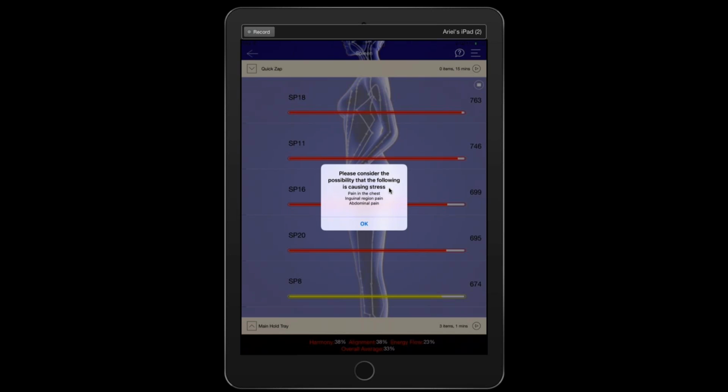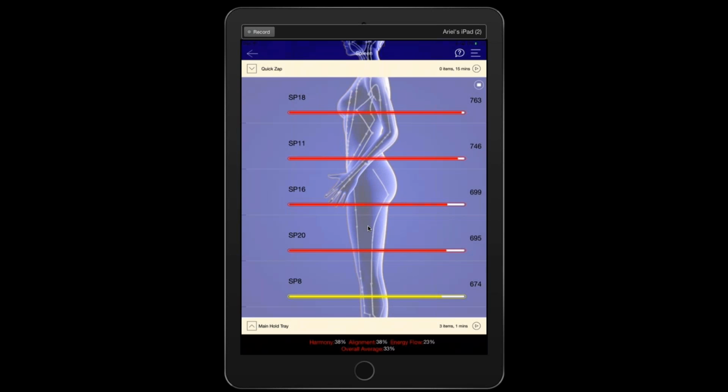Okay, and then this gives us information about the summary assessment. This is a summary of all the points that are showing up as high, and the average of all of the spleen 18, spleen 11, spleen 16, and spleen 20 is that it may be related to pain in the chest, inguinal region pain, and abdominal pain. However, I always say you may have none of these things. These are only things that may occur generally within the meridian. You may have none of them.